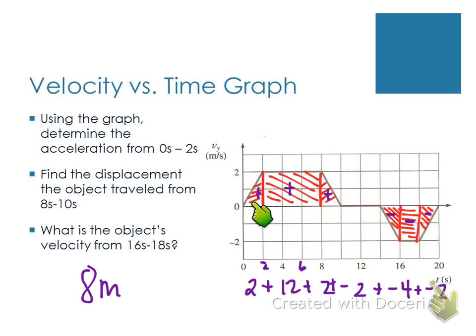The area of this triangle, I got it to be 2 meters. This rectangle was 12. This triangle was 2 meters. We all agree with those numbers? Whereas this was -2, -4, -2. You add those all up, I got a total displacement of 8 meters in the positive direction. Yeah? All right, very good.